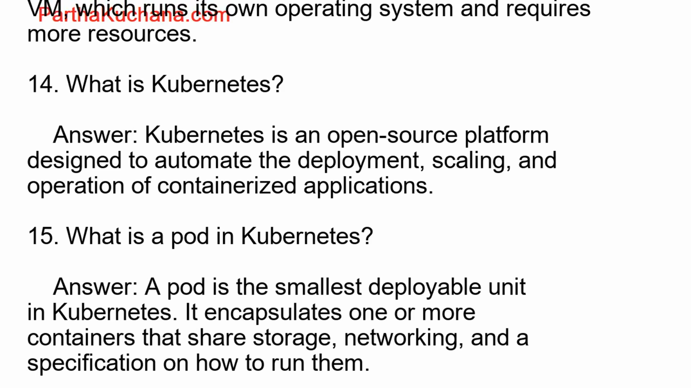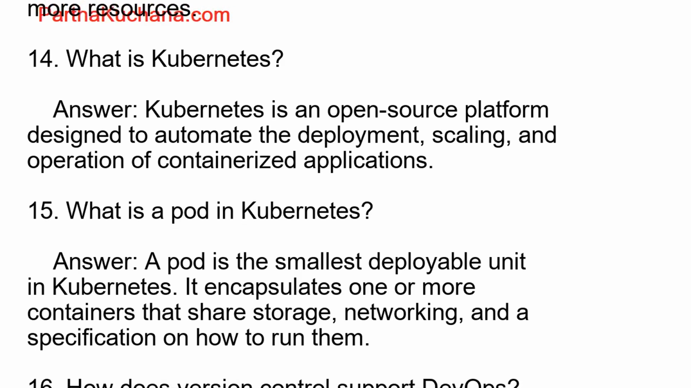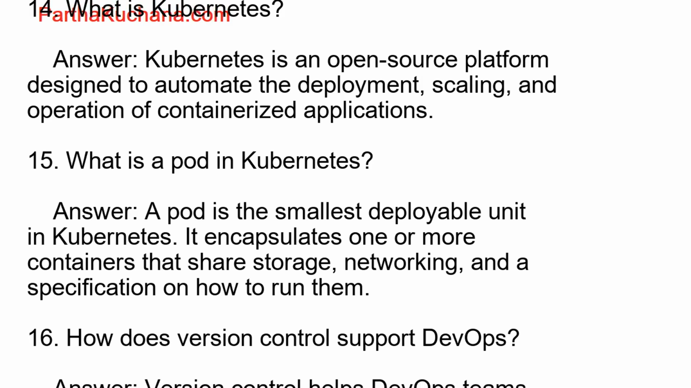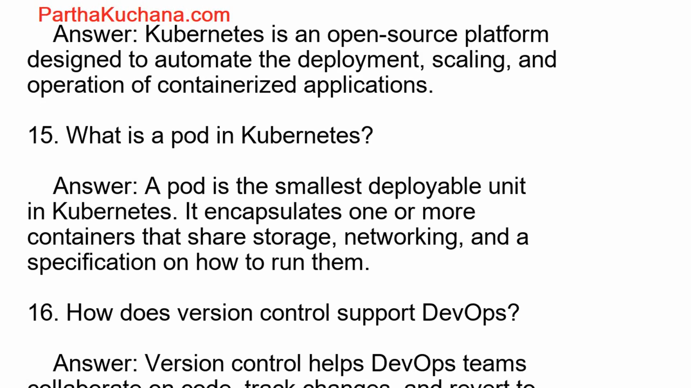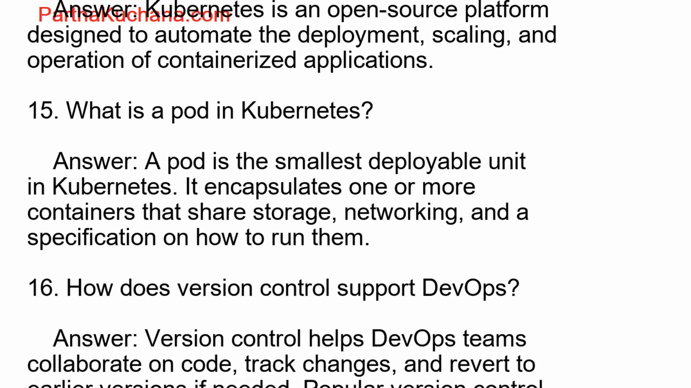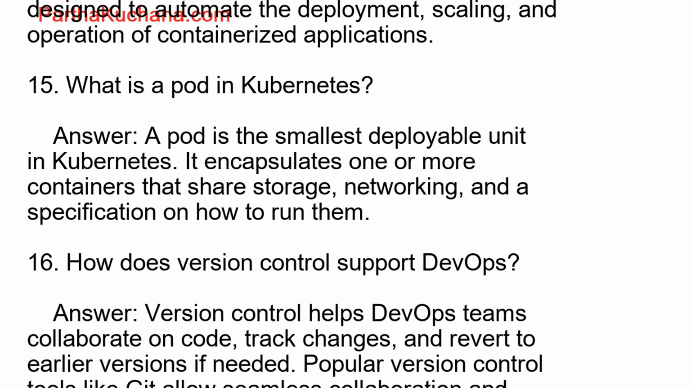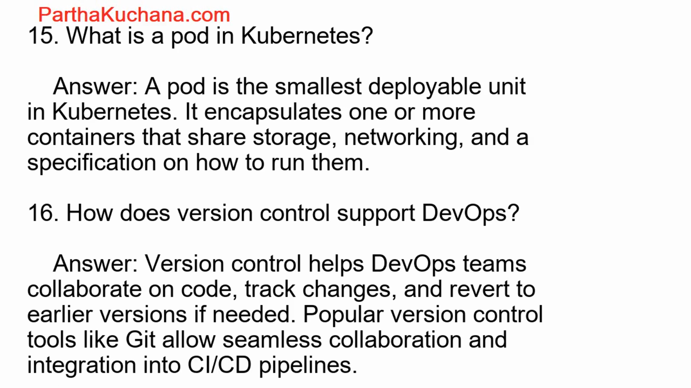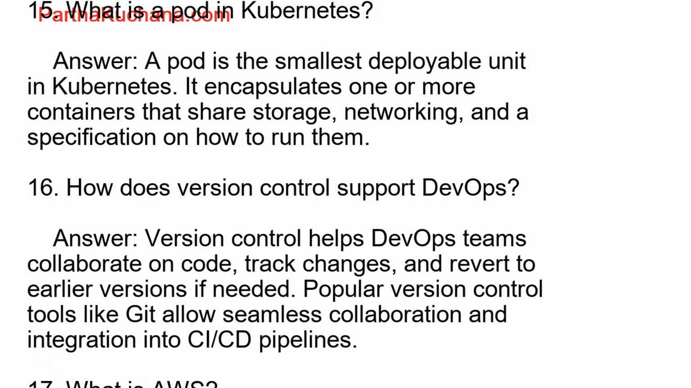16. How does version control support DevOps? Answer. Version control helps DevOps teams collaborate on code, track changes, and revert to earlier versions if needed. Popular version control tools like Git allow seamless collaboration and integration into CI/CD pipelines.